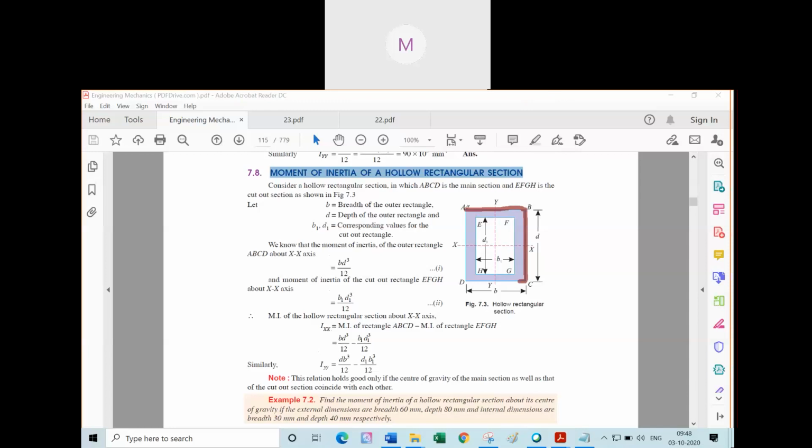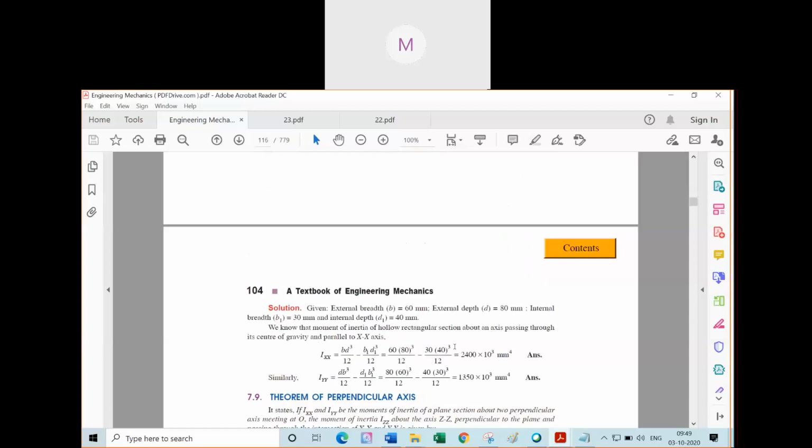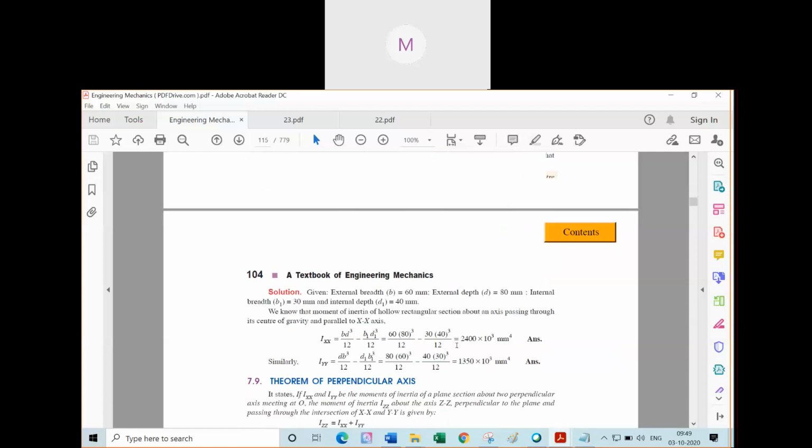Now for finding out only this purple color part, you have to remove this part, no? That means you have to find out the moment of inertia of this part and remove it. So it is d1 and b1, the depth and breadth. You just simply minus it like this, and you will get it for the whole section. Okay. This is very important. Now you can find out the moment of inertia if it is given in this manner.